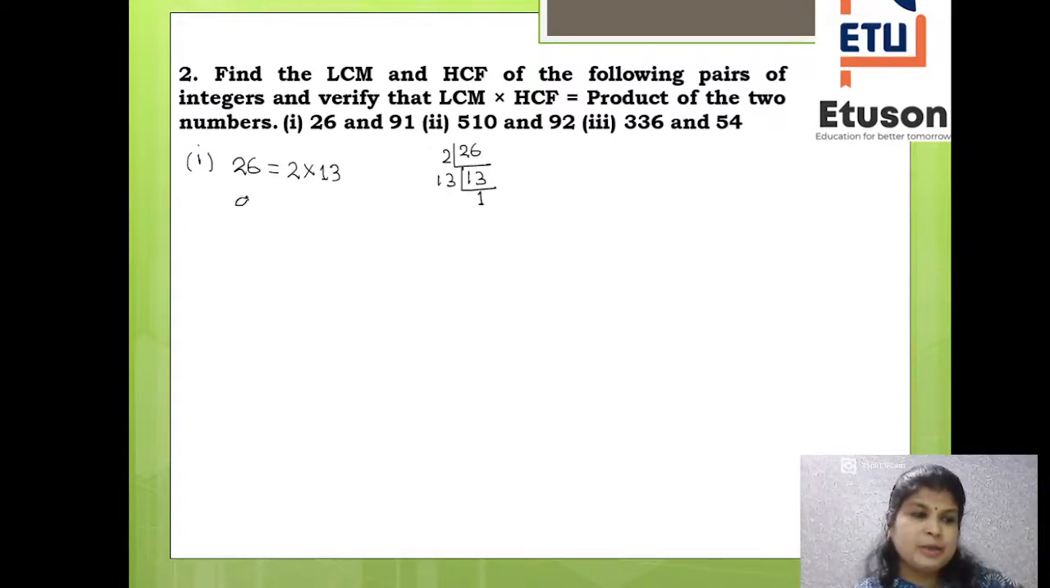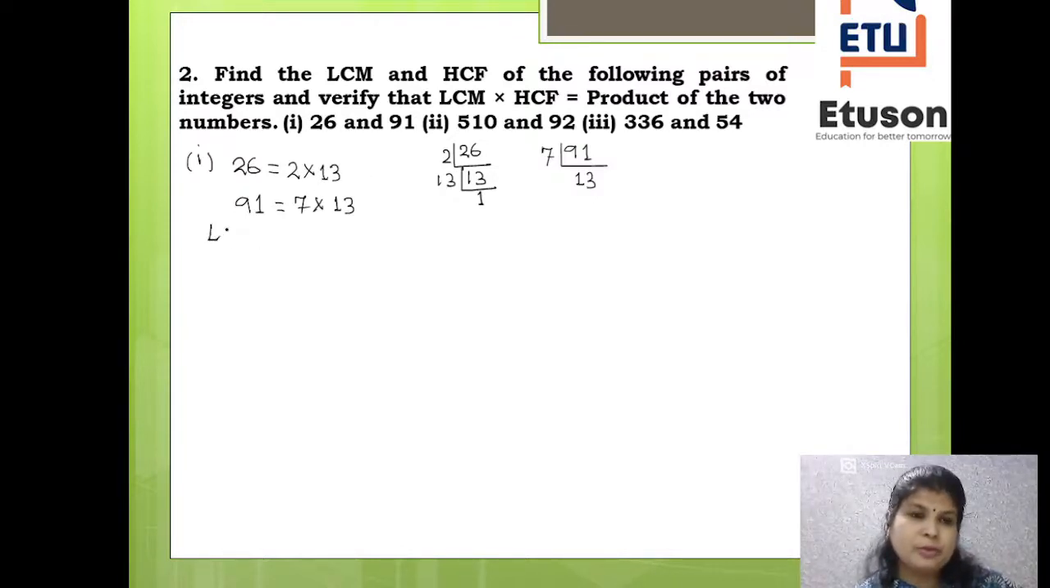In the case of 91, how are you going to find the factors? 91 is not divisible by 2, not divisible by 3, not divisible by 5. Hope you remember, you have to choose the prime numbers in ascending order. So 2, 3, 5 do not divide it. Check with 7, it is divisible, and you get 13. So 91 is equal to 7 into 13. Now you have expressed both numbers in terms of their prime factors.